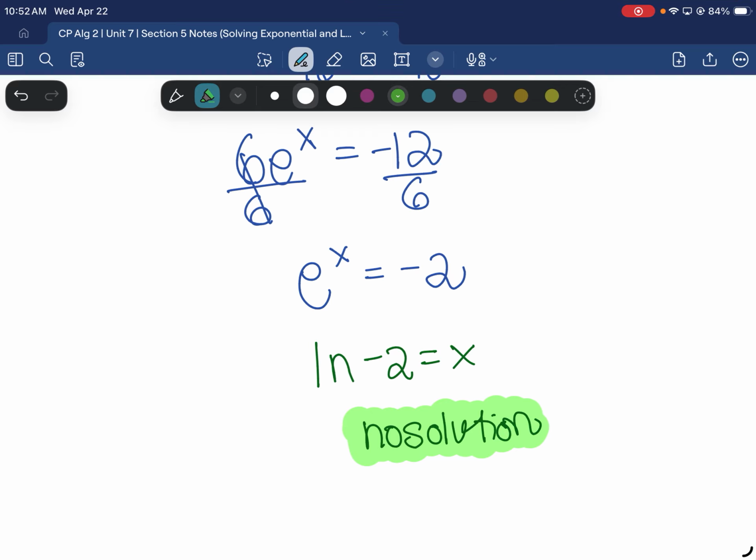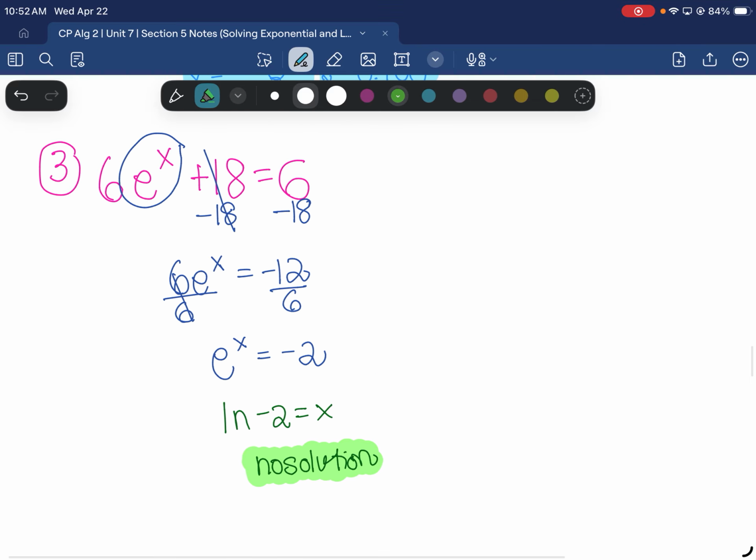Can we just put non-real or we just want no solution? Just no solution's good. Even when it says undefined. Undefined or no solution would be good.